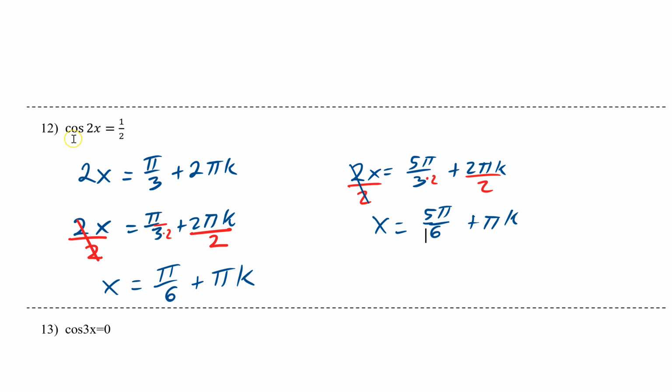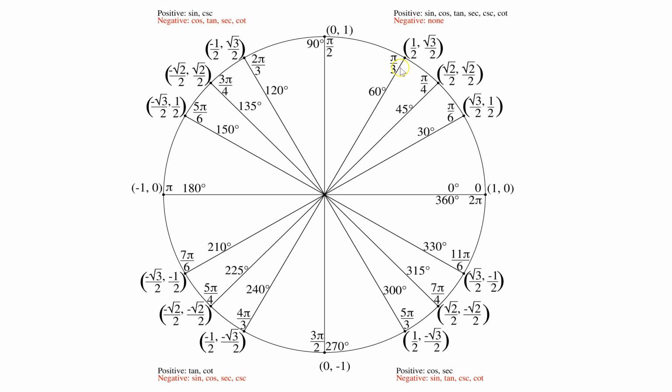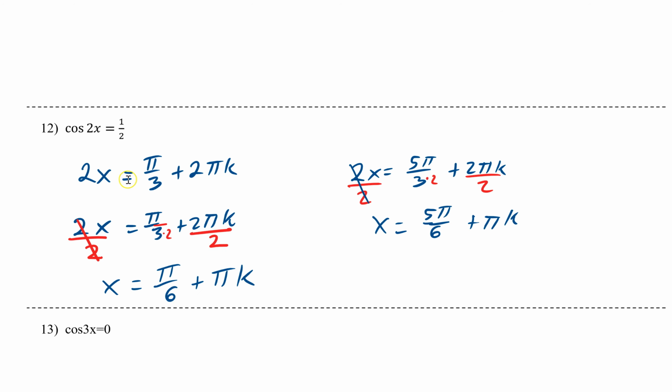So all you have to do is say cosine of 2x equals a half, unit circle. Well, that's pi over 3. So I write pi over 3 plus 2 pi k because it repeats. Divide by 2, divide by 2, divide by 2, and there's our answer. And we also know cosine of 2x is equal to a half at 5 pi over 3 plus 2 pi k, and divide by 2, divide by 2, divide by 2.